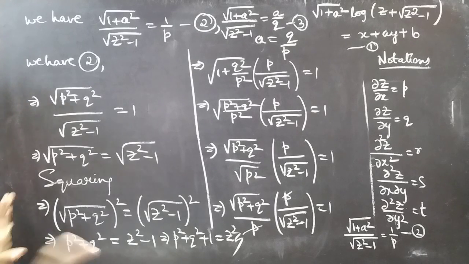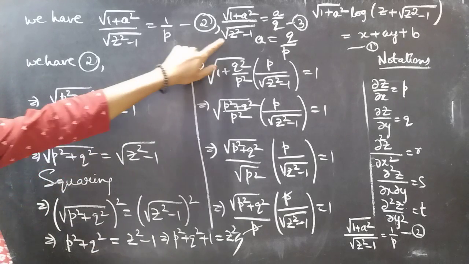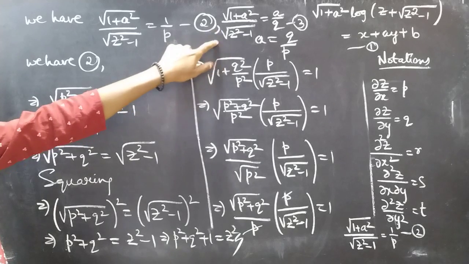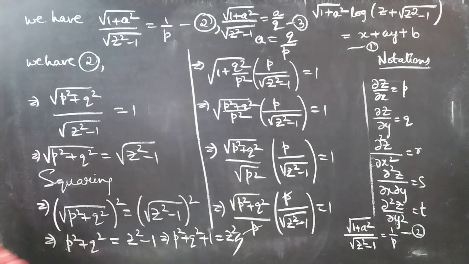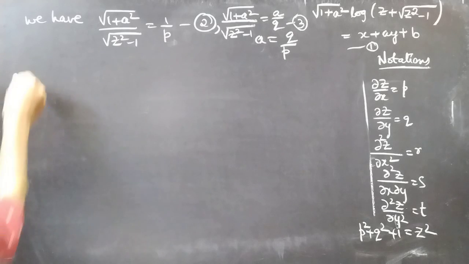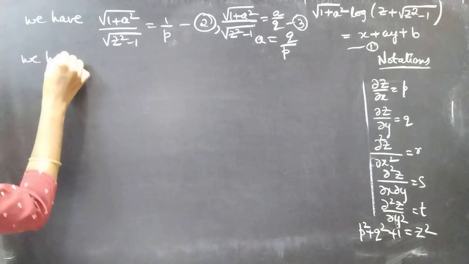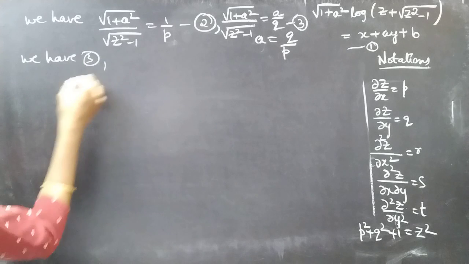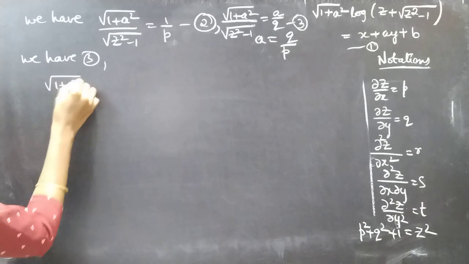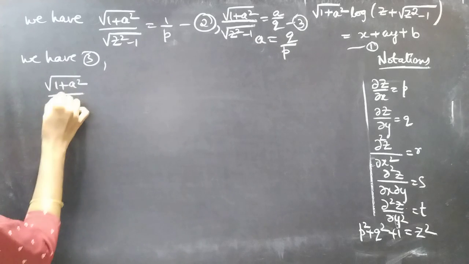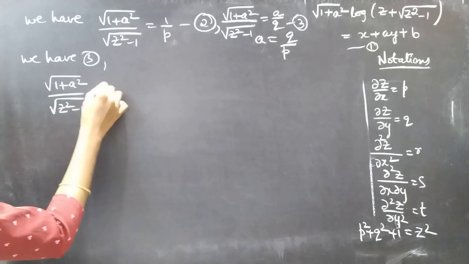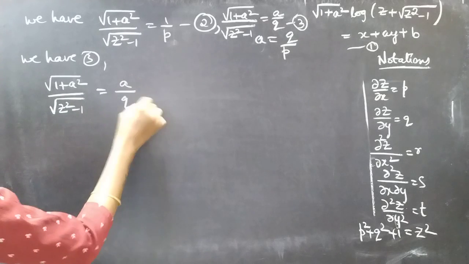Now fine, this completes the problem. Now let's see using equation 3. We have to get the same equation. Let's see. We have equation 3, square root of 1 plus a square by square root of z square minus 1 equal to a by q, right?